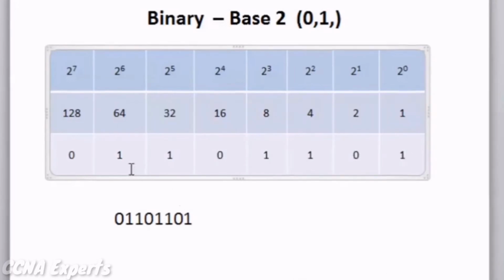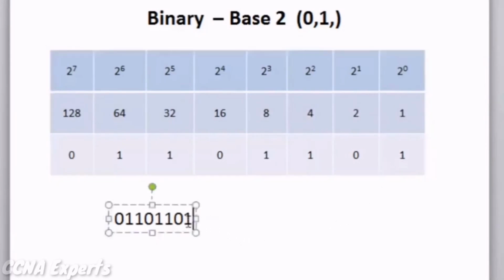I have a 64 and I have a 32. 64 plus 32 is 96. Plus I have an 8, that makes 104. Plus 4 makes 108. Plus 1 makes 109. This number converted to decimal is the number 109.